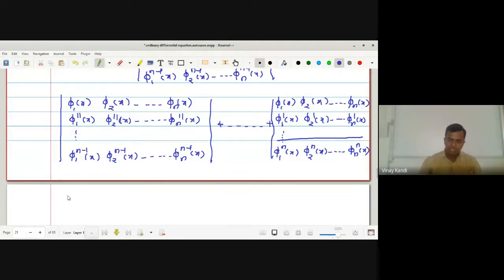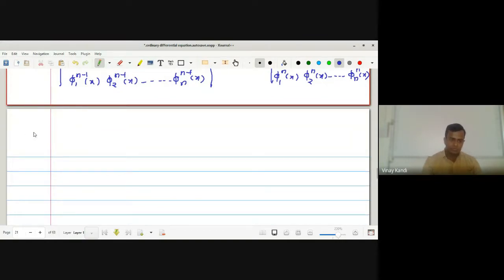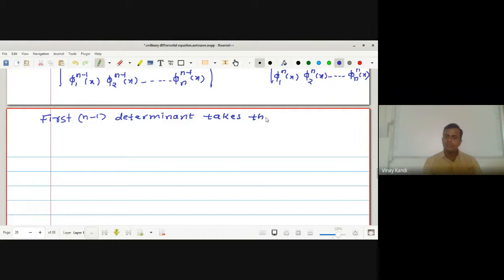Okay, so here we get, now look at here, first n minus 1 determinants take the value 0, since the two rows are identical in each determinant. Okay, any doubt?